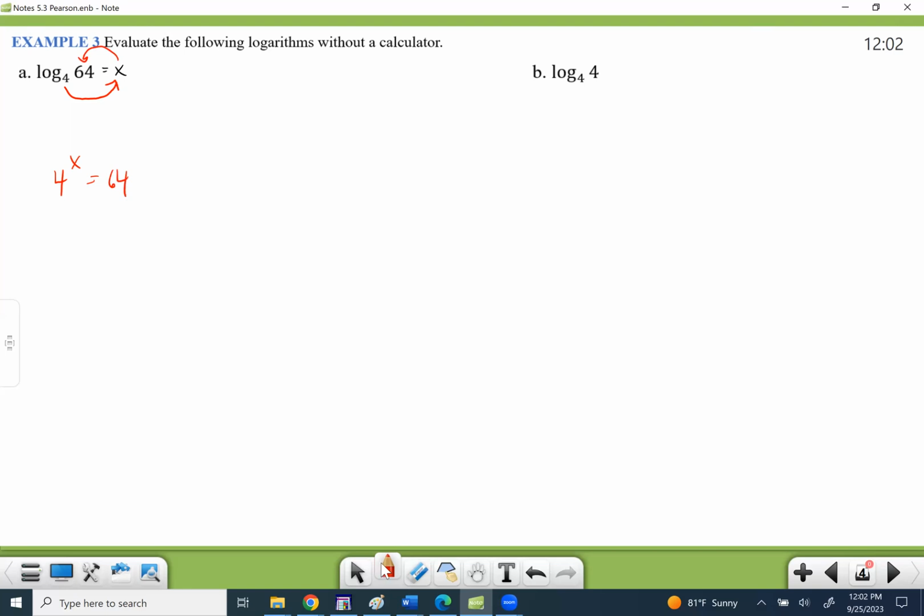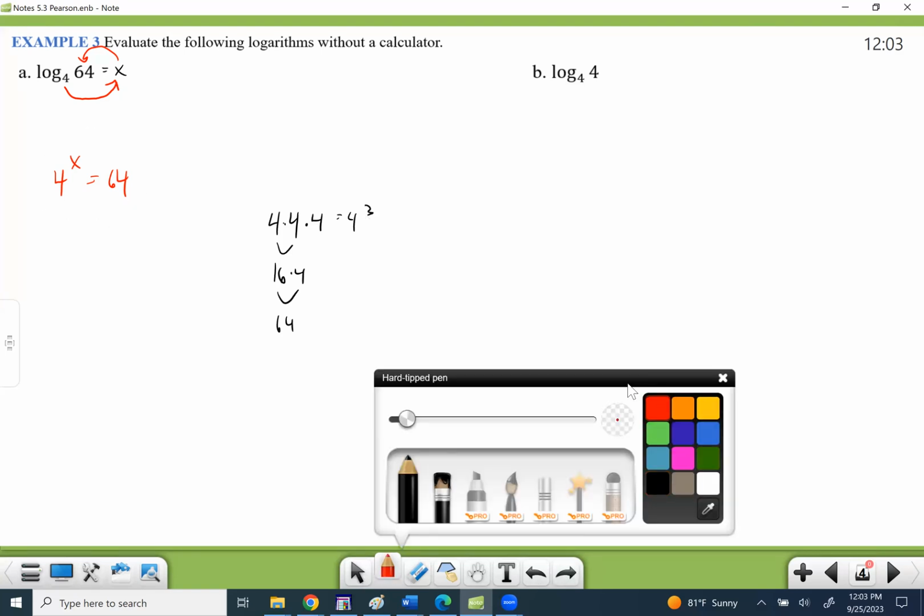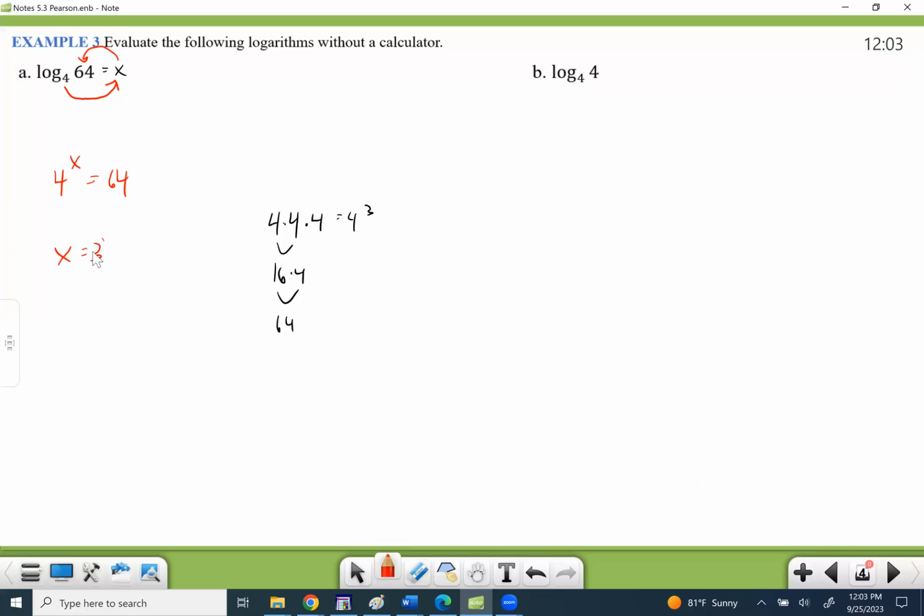So in my mind, I'm like, okay, well, let me multiply some 4s. I know 4 times 4 is going to get me 16. That's not big enough. So let's try to add one more 4 to it. If we do one more 4, yeah, that is 64, right? So it looks like it was 4 to the 3rd. So in our particular problem, x would be 3. Let's go over to this other one.